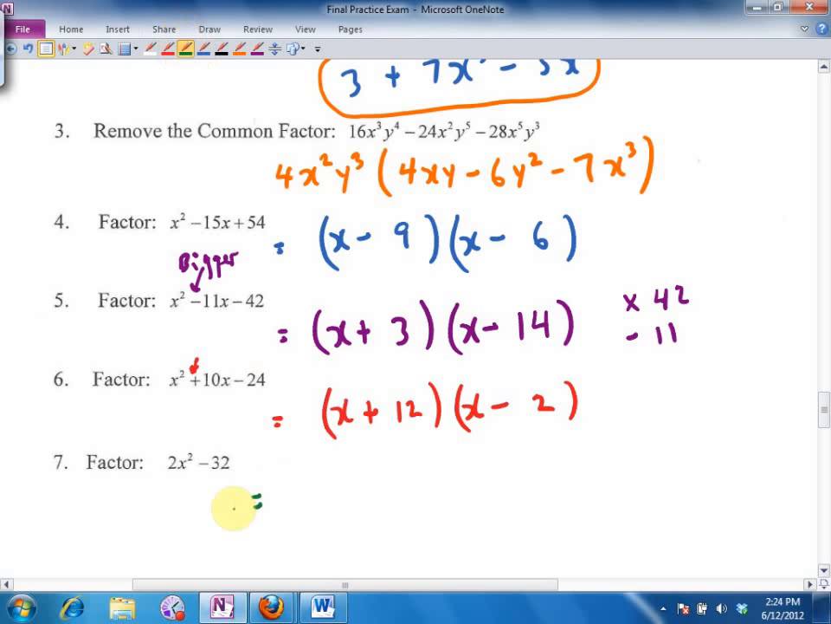Next one. First step. Grayson, what do you think?